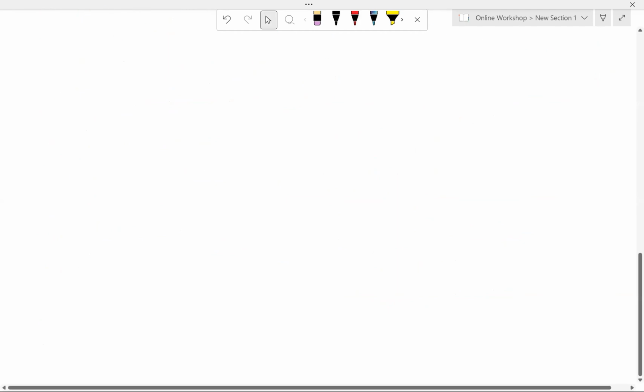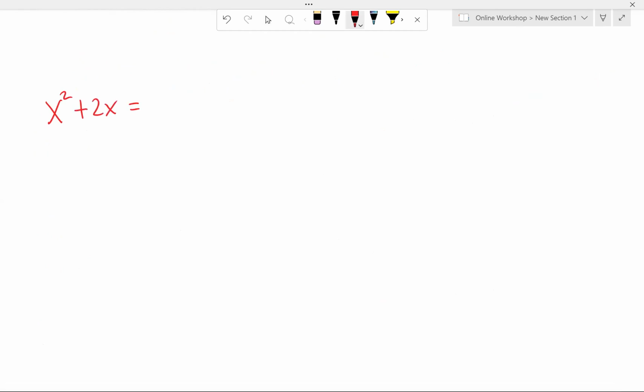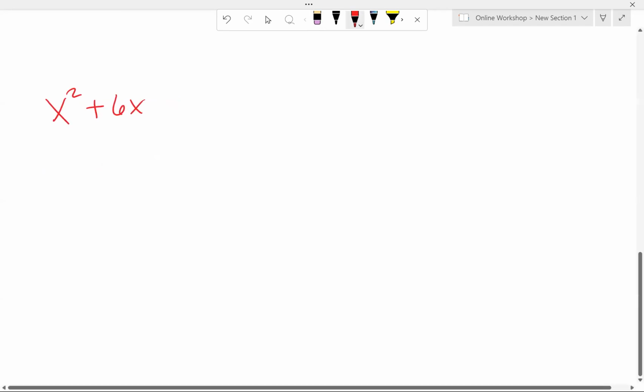All right, so let's do some more examples. Suppose we have x squared plus 2x equals -8. Oh, bad. Greater than or equal to -8. Scratch that one. I meant 6x. Man, I can't see. So it'd be x squared plus 6x greater than or equal to -8.